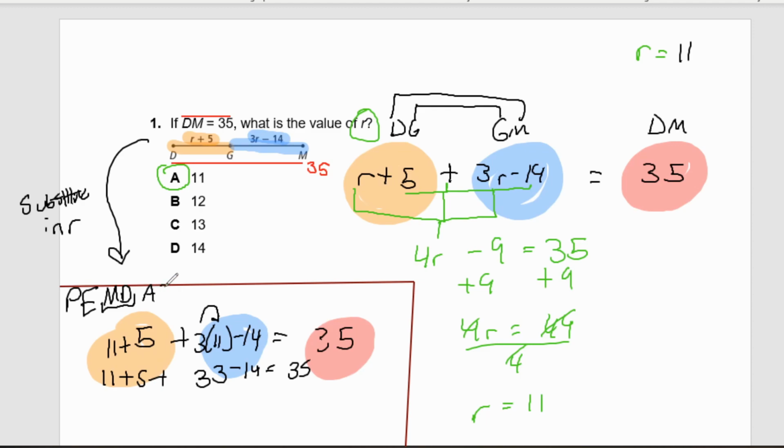Now I can do addition and subtraction left to right. This is going to give me 16 plus 33 minus 14. And this is going to give me 49 minus 14, which will ultimately result in 35, and 35 does in fact equal 35. This is true, and I have now checked my work as well.